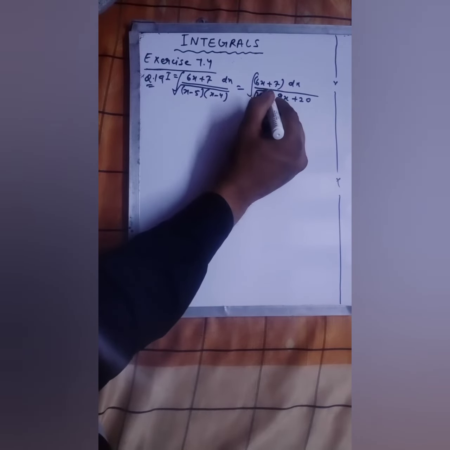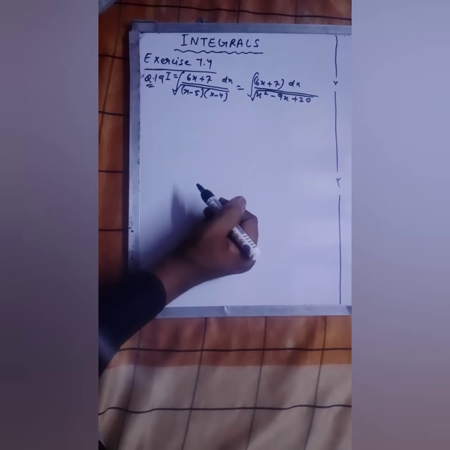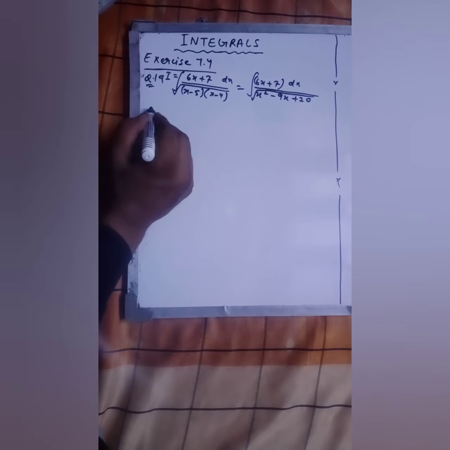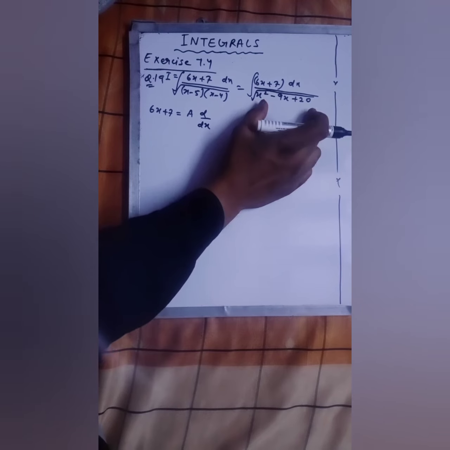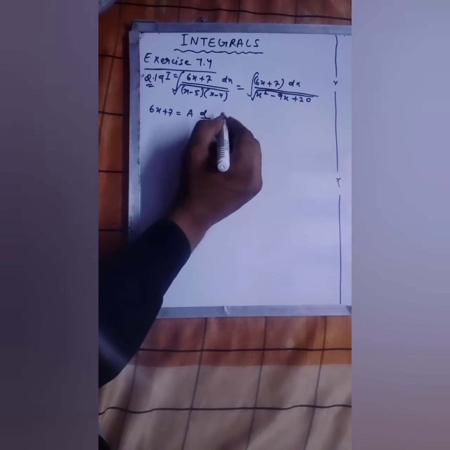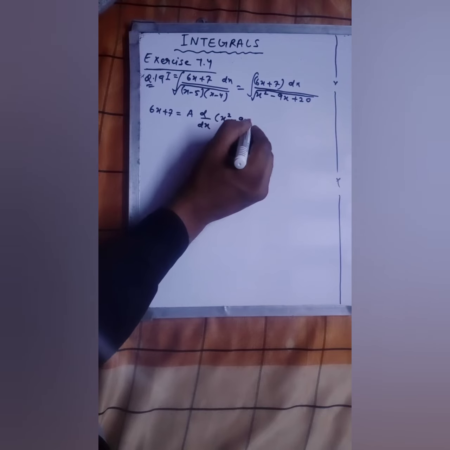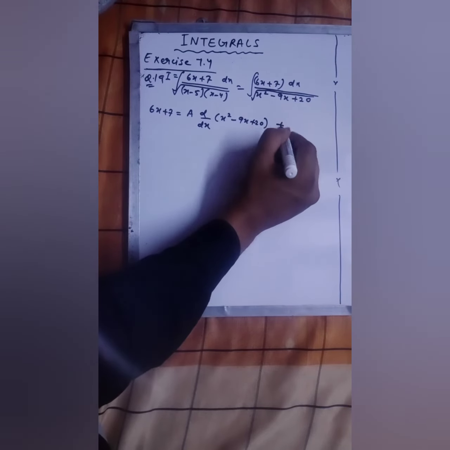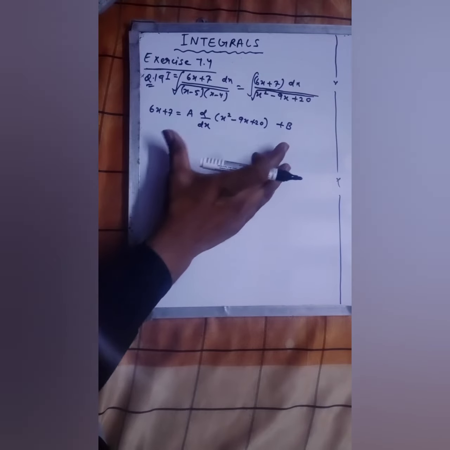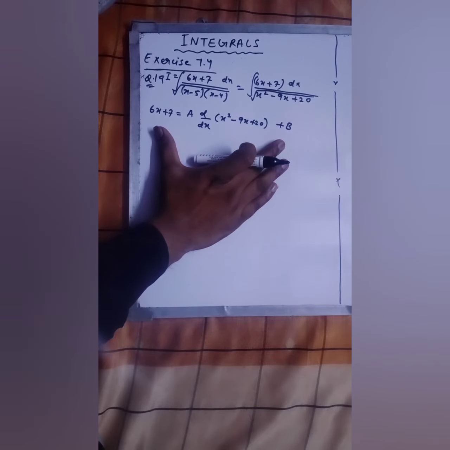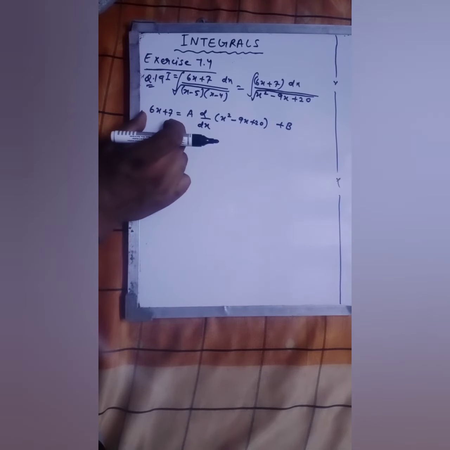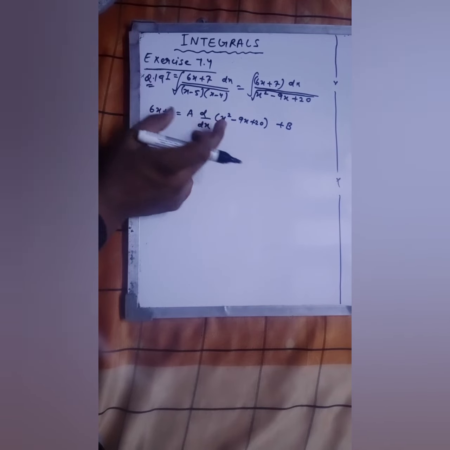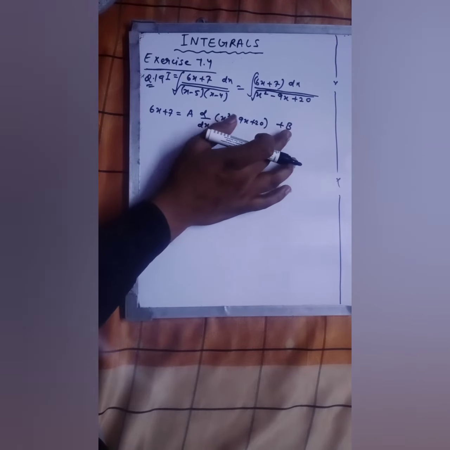Okay, so whenever you get this kind of equation, what you have to do is write 6x plus 7 equals a into dy by dx of your denominator part, that is x square minus 9x plus 20, plus b. Okay, you have to convert this into this form. Got it? Again, I'm telling you, the numerator part you will write as a into the derivative of this denominator part plus b.